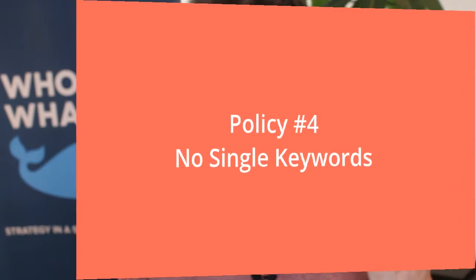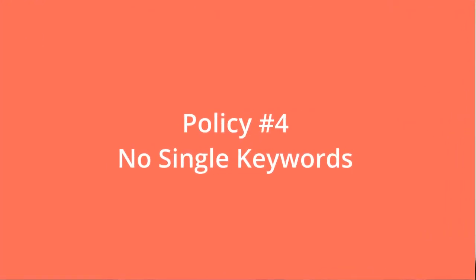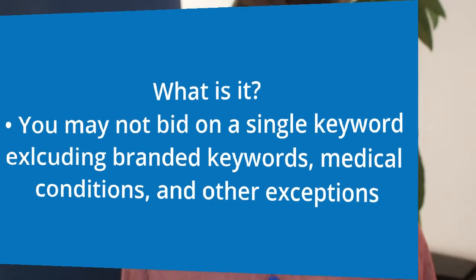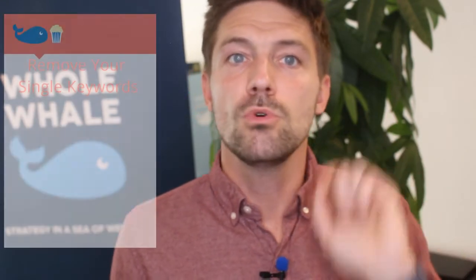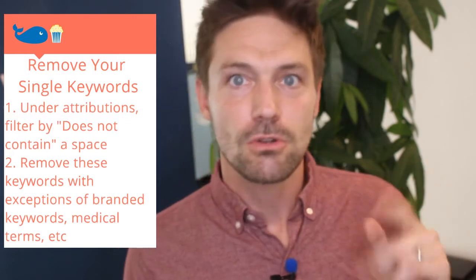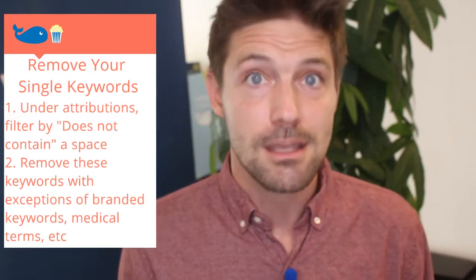Policy number 4, no single keywords. What is it? Well, you may not bid on a single keyword, excluding your own branded keywords, medical conditions, or a few other exceptions. How to check? Navigate to the Keywords tab. Set keyword status to all but removed, filter for attributes underneath keyword text, does not contain a space. Compliance action: remove all single word keywords, excluding branded keywords, medical conditions, and other exception keywords.